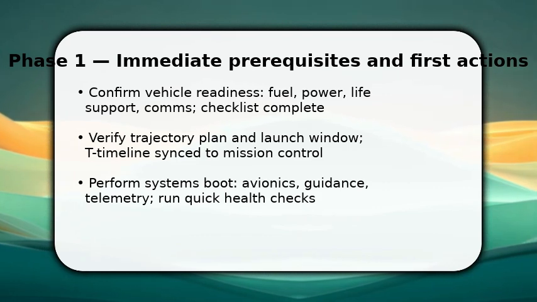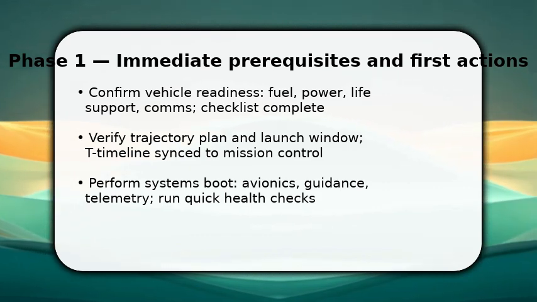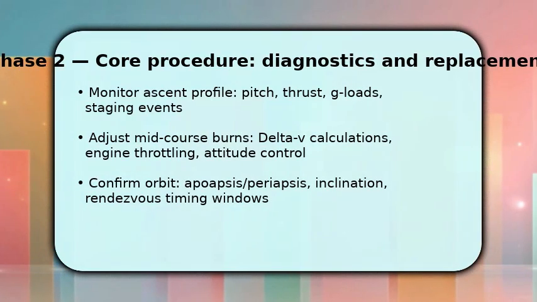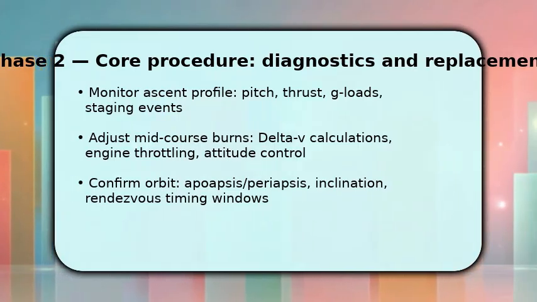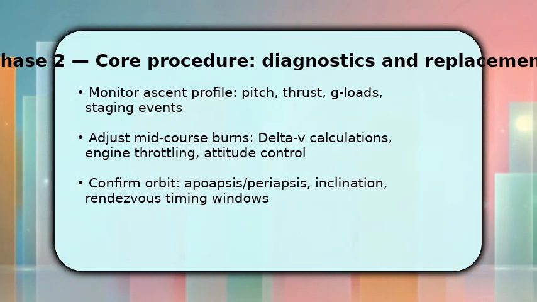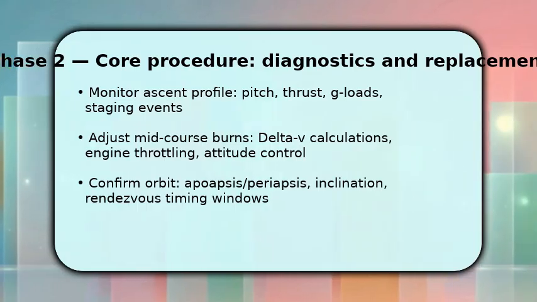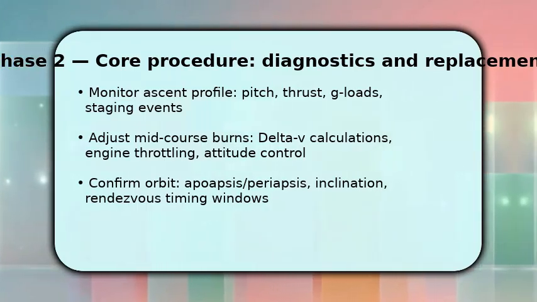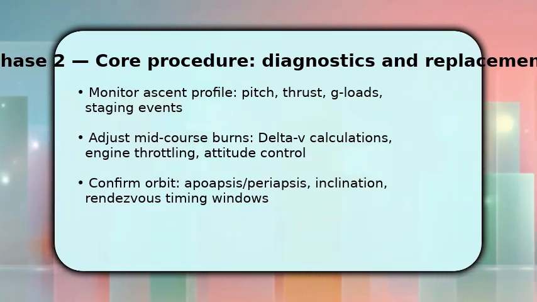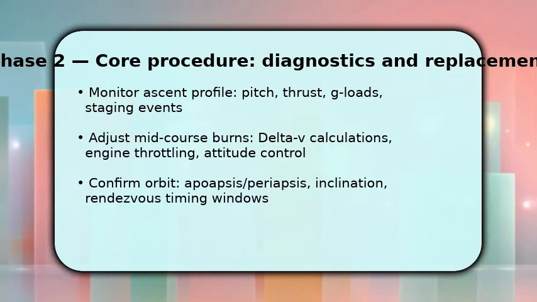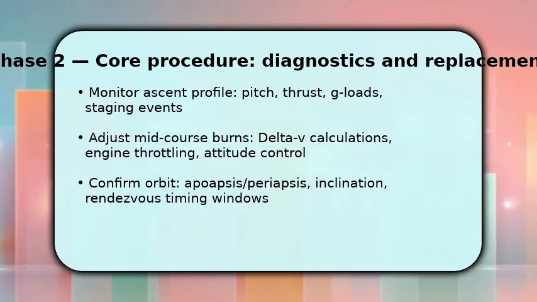You control ascent by monitoring pitch program, thrust levels, and G-loads while watching staging events closely. Respond to deviations immediately. Once free of dense atmosphere, execute precise mid-course burns, calculate delta-V needs, use engine throttling to limit stress, and apply attitude control for vector accuracy. Make sure to cross-check telemetry against predicted values and update the orbit model.